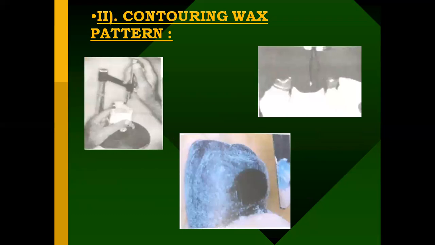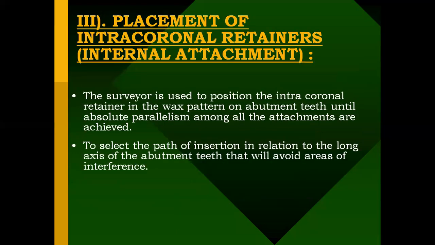Contouring the wax pattern. Here in these images, we can see that during the fabrication of cast metal processes, the wax pattern can be contoured with the help of a surveyor. Placement of intracoronal retainer or internal attachments.